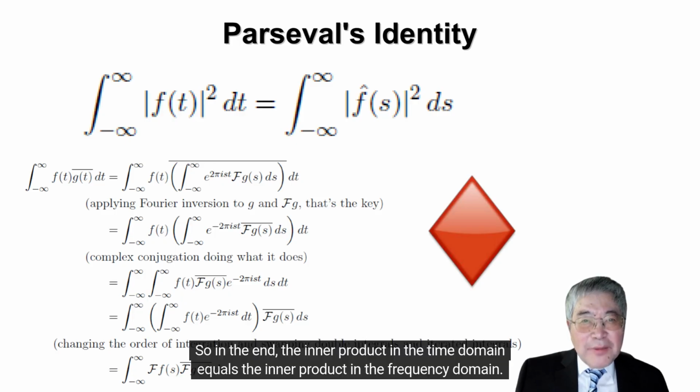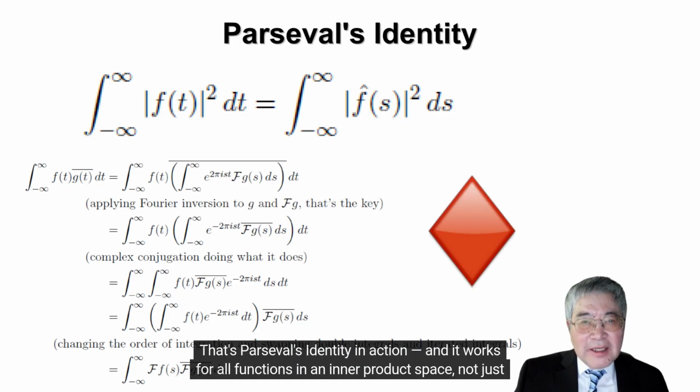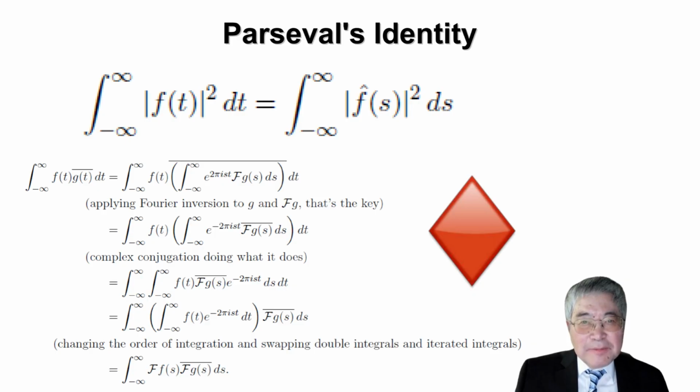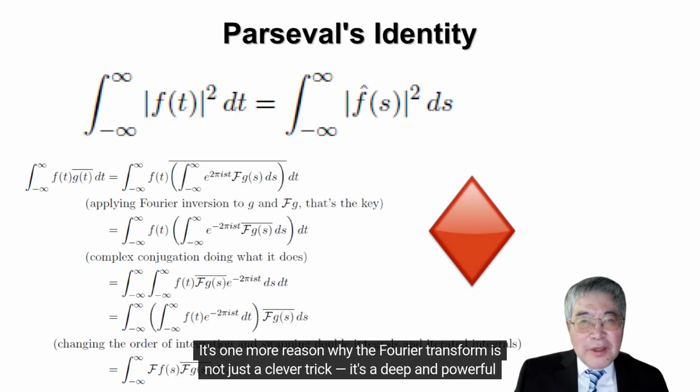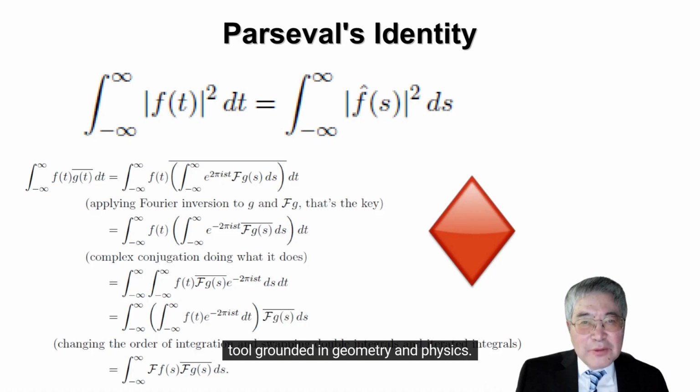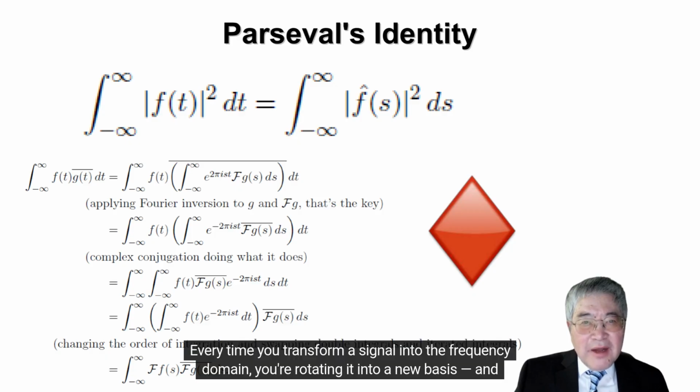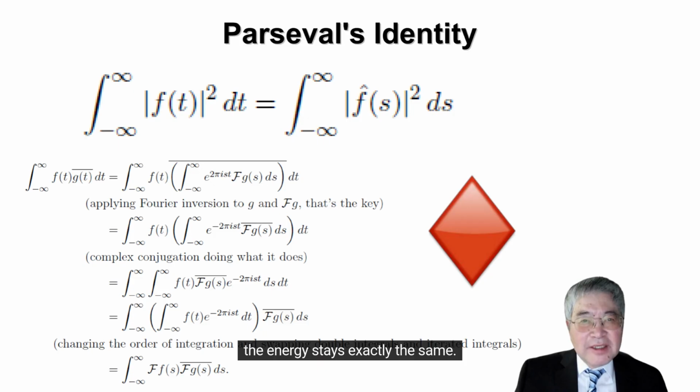So in the end, the inner product in the time domain equals the inner product in the frequency domain. That's Parseval's identity in action, and it works for all functions in an inner product space, not just in signal processing. It's one more reason why the Fourier transform is not just a clever trick. It's a deep and powerful tool grounded in geometry and physics. If you're interested, you can think of it this way. Every time you transform a signal into the frequency domain, you're rotating it into a new basis, and the energy stays exactly the same.